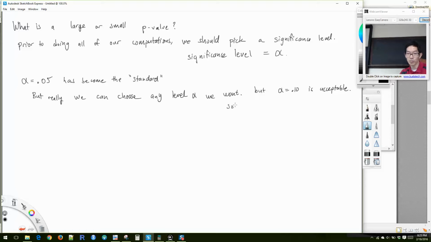Sometimes we use alpha equal to 1%, or something in between. But this 5% value, 0.05, is an arbitrary value that has just become established. Lots of studies have been done, and the value should be somewhere around 5%, but the value 0.05 in and of itself is a bit arbitrary.